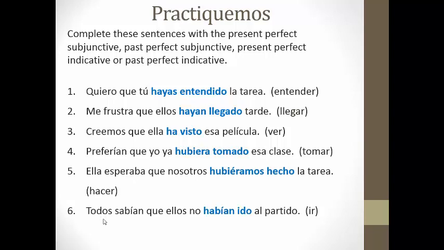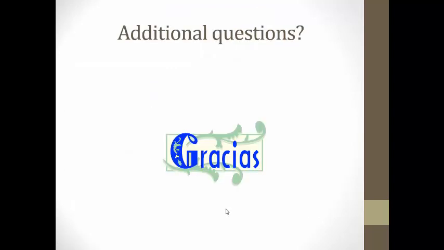Lastly, everyone knew that they had not gone to the game. So everyone knew this. There's no element of doubt there. If they knew it, okay, that's a certainty. I need to use indicative tense here. So you've got past perfect, okay, past perfect indicative. Habían ido.